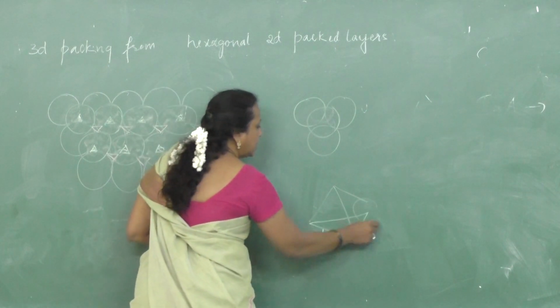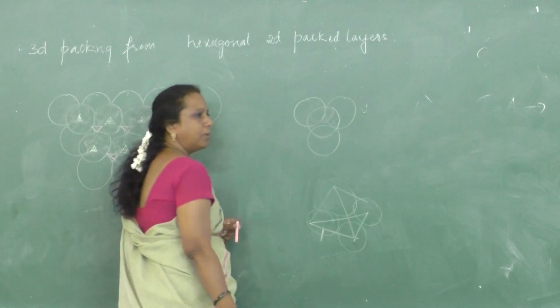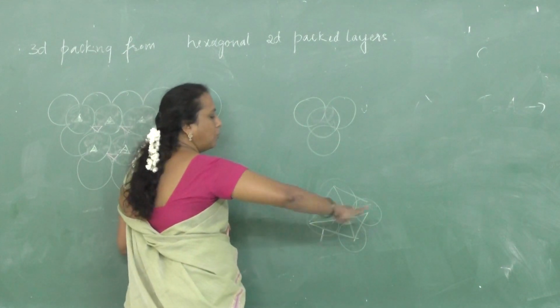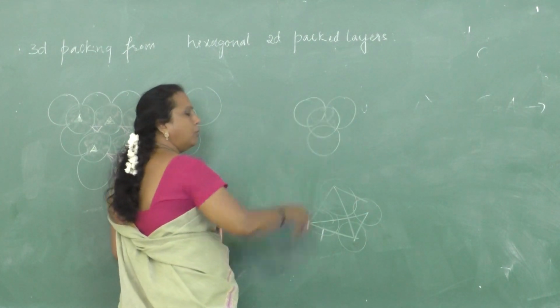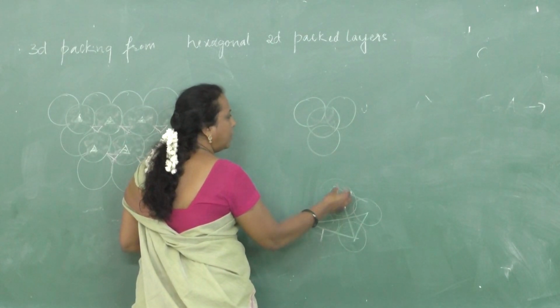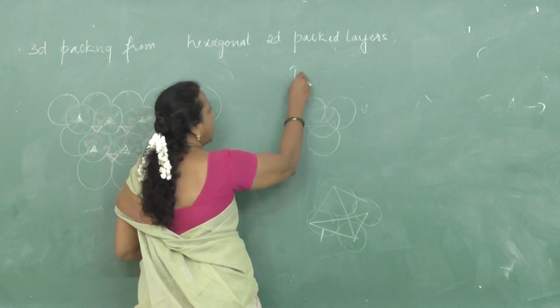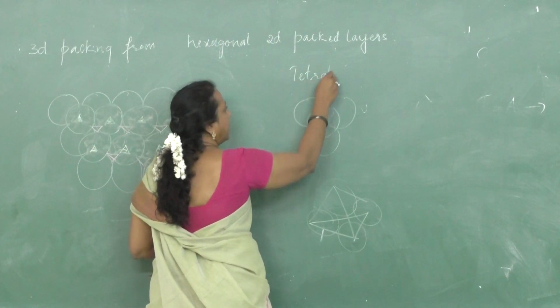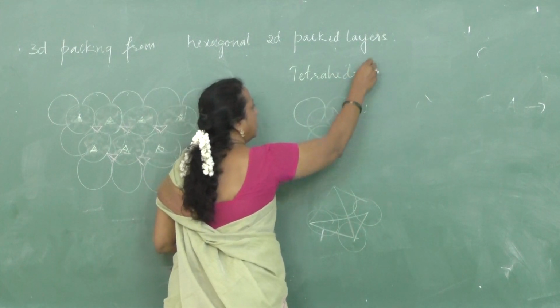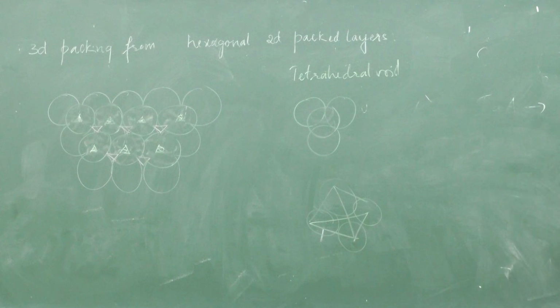Tetrahedral shape. These are three spheres on one plane and one above the plane: three spheres on one plane over which one more sphere is placed. The empty space formed from the arrangement of four spheres in this way is called a tetrahedral void. I will show it with a diagram also.